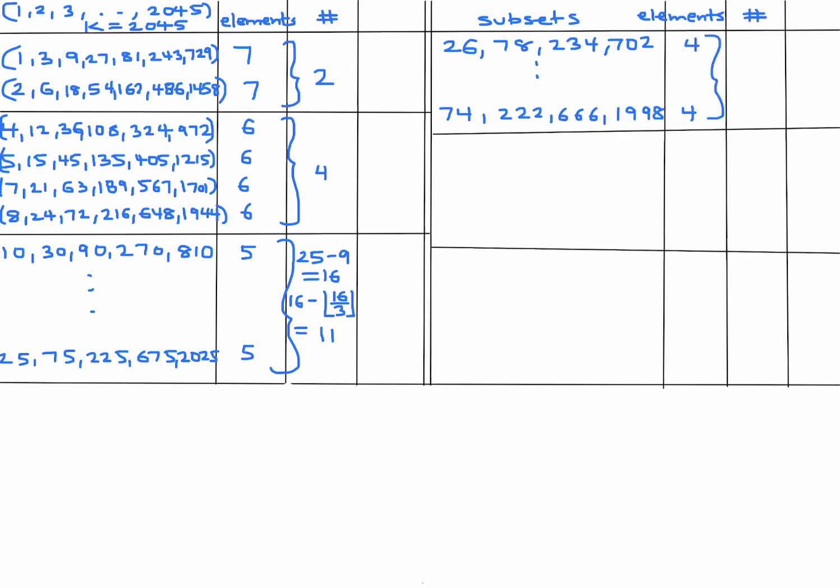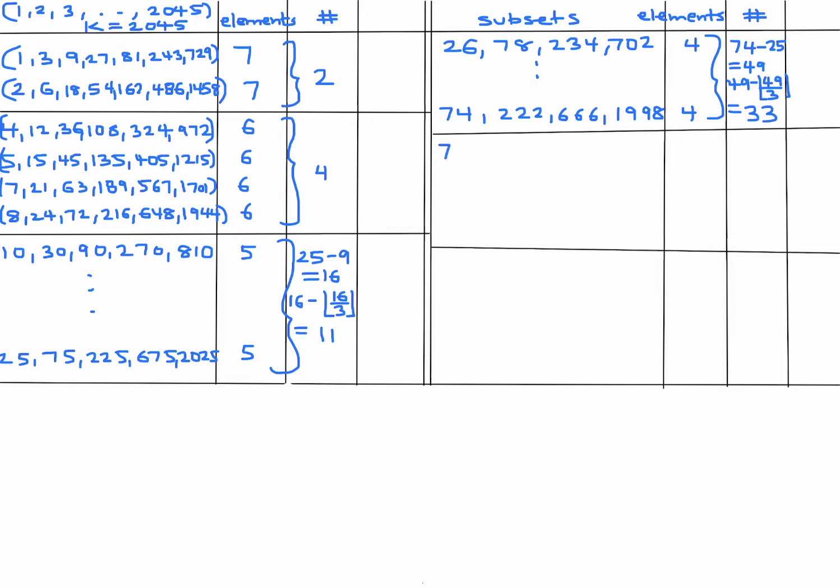And how many are there? Well, this is where you use your fancy trick. 74 minus 25. All right, so that is 49. And then 49 minus 49 divided by 3, the integer value. And that will give me 49 minus 16, which is 33. All right, great. Let's keep going.